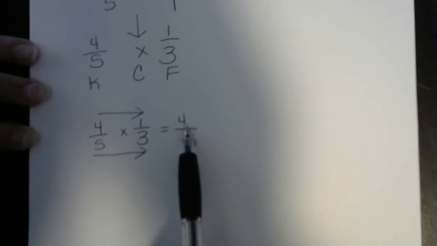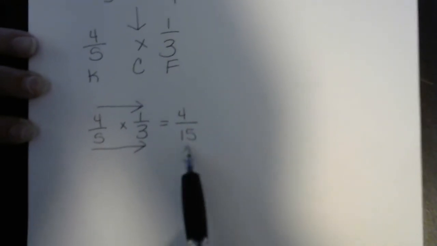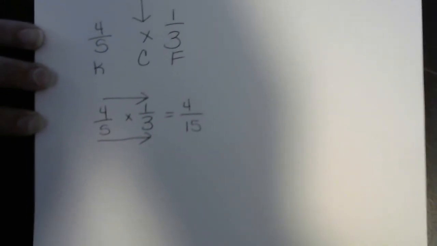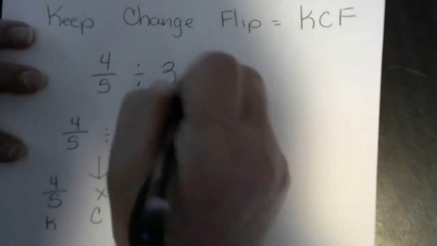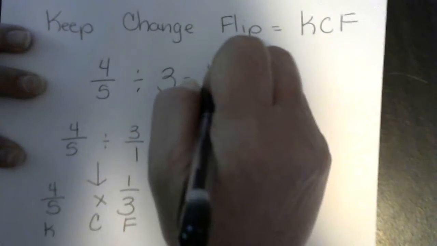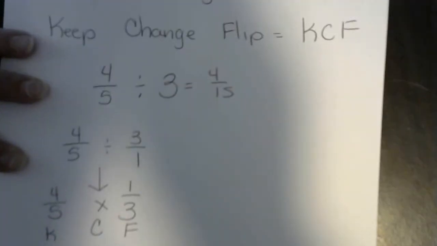Now I can try 2. 2, 4, 6, 8, 10, 12, 14, 16. So I know there's nothing I can divide 4 and 15 both by. So 4/15 is the simplest term. So 4/5 divided by 3 is 4/15.